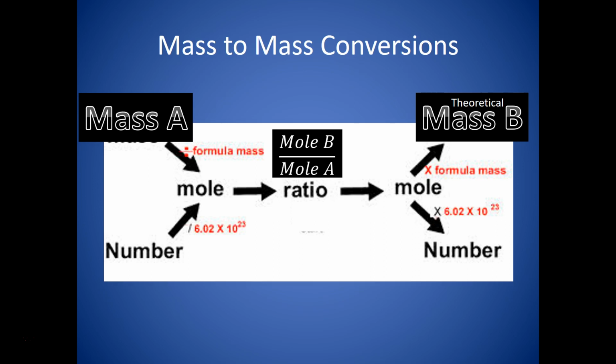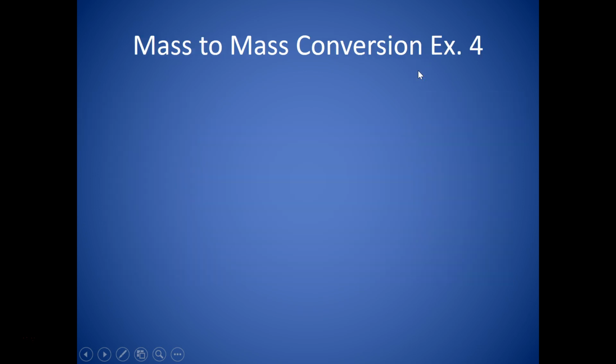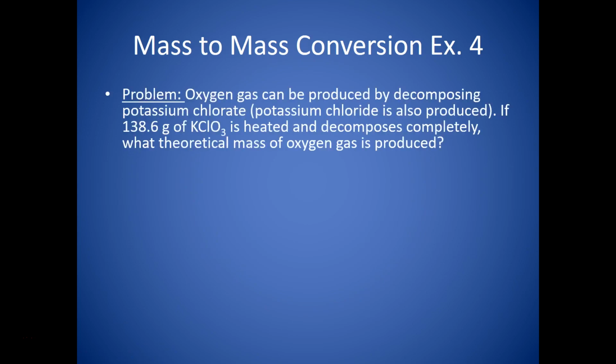For my people who are more diagram oriented, here's what I just said in diagram form, where we have the mass of A, we do a mole to mole ratio, and it gets us our theoretical mass of B. So let's do an example problem together so you can see what I'm talking about. So for our problem, oxygen gas has been produced by decomposing potassium chlorate. Potassium chloride is also produced. If 138.6 grams of KClO3, that's potassium chlorate, is heated and decomposed completely, what theoretical mass of oxygen gas is produced?